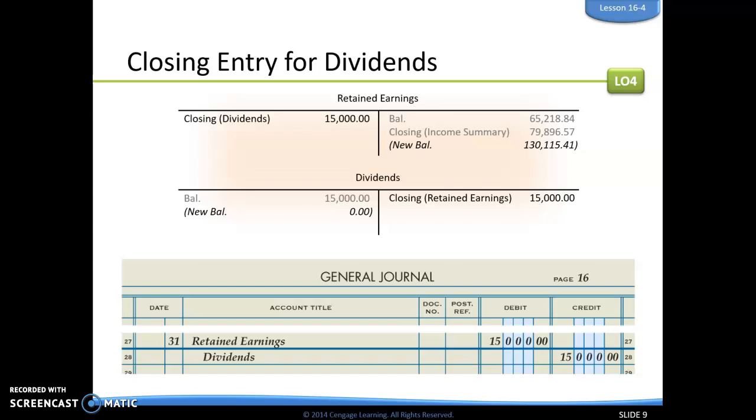Okay, then we are going to make our closing entry for our dividends. Dividends also is going to affect our retained earnings. And so here they're showing us our T account for our dividends account. And so to close dividends, we need to credit dividends. And once we credit dividends, we have to debit our retained earnings, okay? So the way that I think about this is dividends is something that's going to lower our retained earnings, and lowering our retained earnings is going to be a debit to retained earnings.